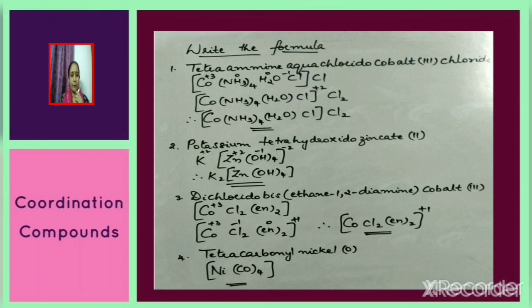Tetracarbonylnickel(0). 4 CO groups are present. The central metal atom is nickel. The oxidation state of nickel is 0. So we get the formula as [Ni(CO)4].